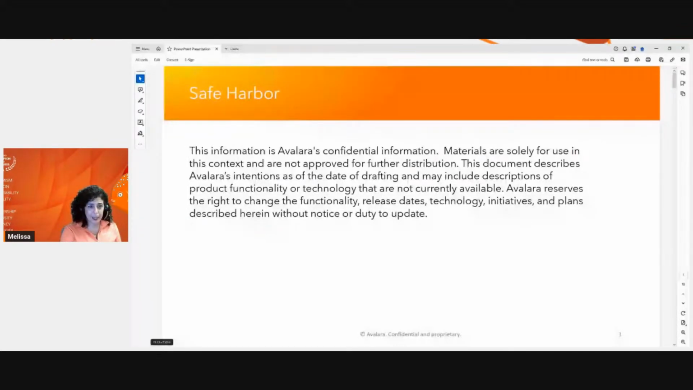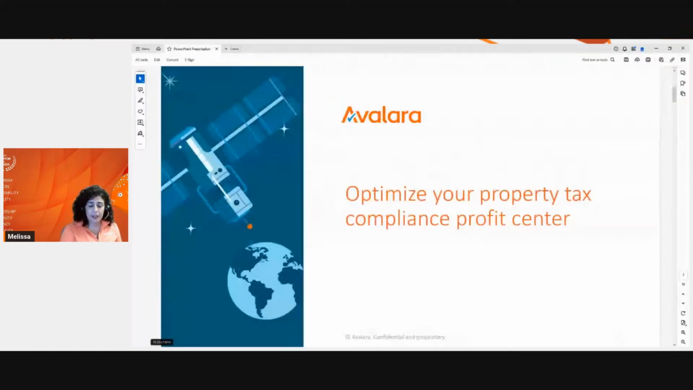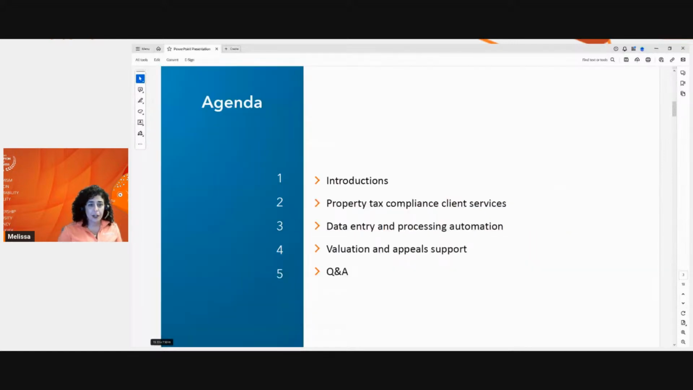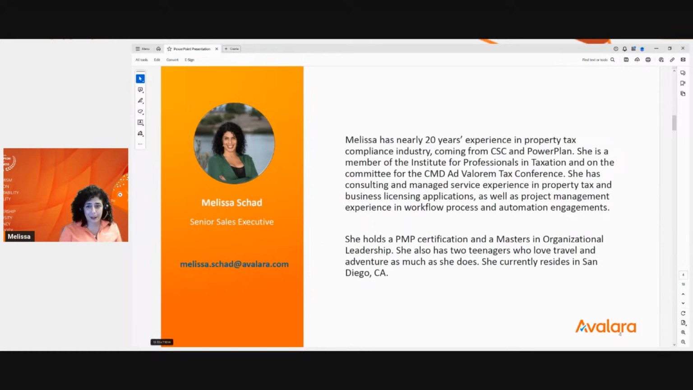Hi, everybody. I'm Melissa Schad, and we're just going to show the safe harbor slide so that we can see that this is confidential information, et cetera. And we're going to talk about optimizing your property tax compliance profit center today. So our agenda today is going to be quick introductions, and then we're going to talk about client services for your clients, data entry and processing automation, valuation and appeal support, and we'll have time for questions as well. I have about 20 years of experience in property tax compliance, so definitely have had a wide range of experience in the things we're going to talk about today.